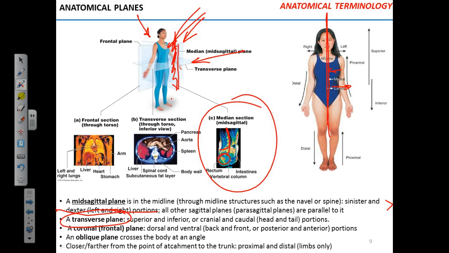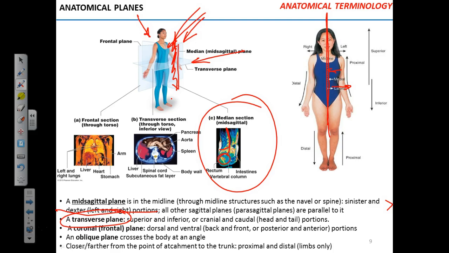My mammary region is anterior to my lumbar region. Does that make sense? Again, be able to operate with these terms. Ventral, dorsal, anterior, posterior. Okay.